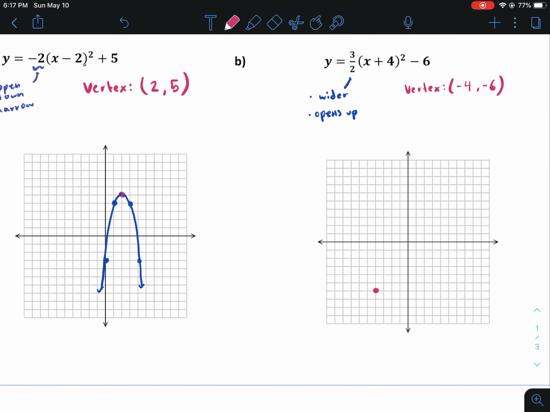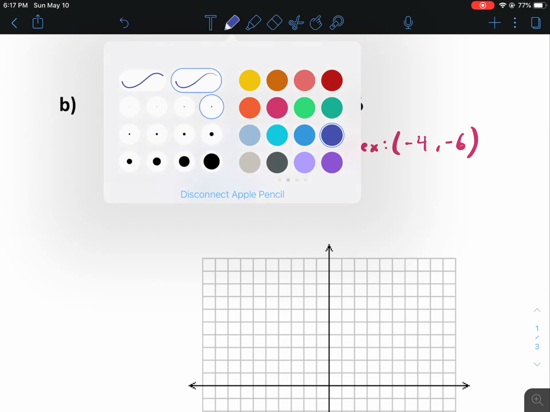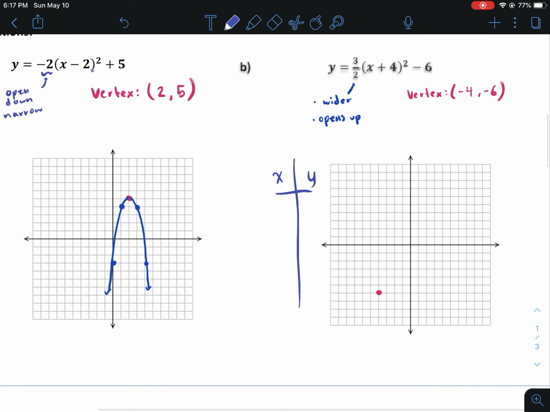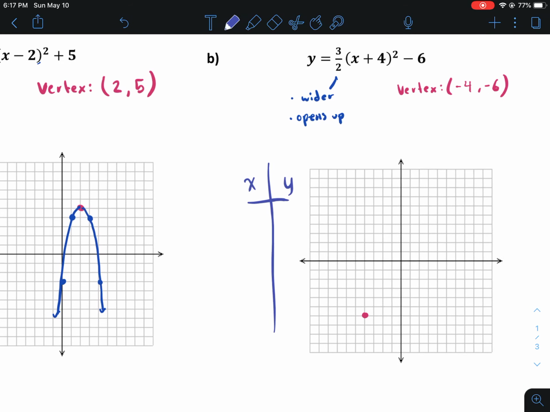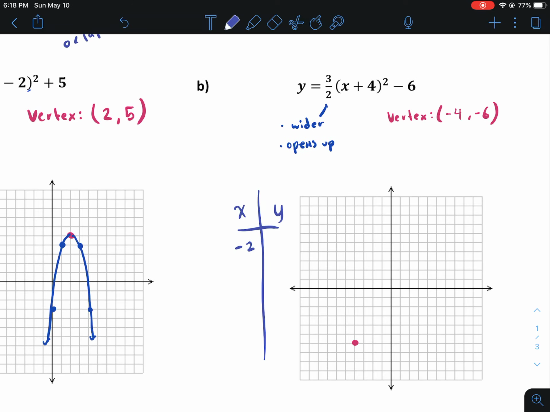And then let's find some more points, okay? So I'm going to make a table right here. Now I'm at negative 4. This is what happens if I plug in a negative 2, right? So negative 2 plus 4 is 2. 2 squared is 4. 4 times 3 over 2 is going to give us 6. 6 minus 6 is 0. That's nice. So if negative 2 is 0, that must mean negative 6 must also be 0.